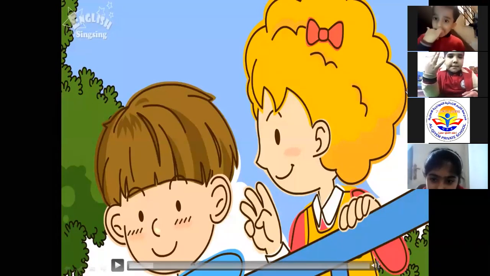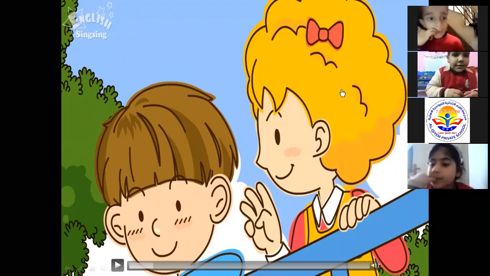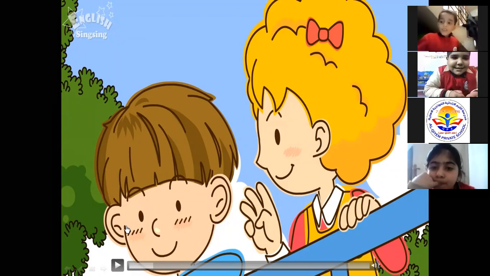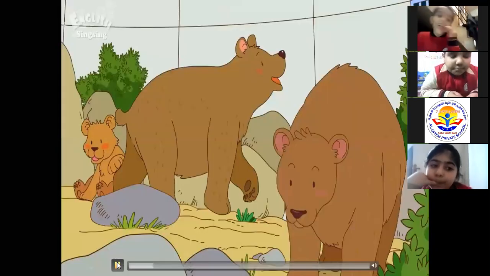Hamoudi, how many bears can you see? How many bears? Three bears, very good. We can see three bears.